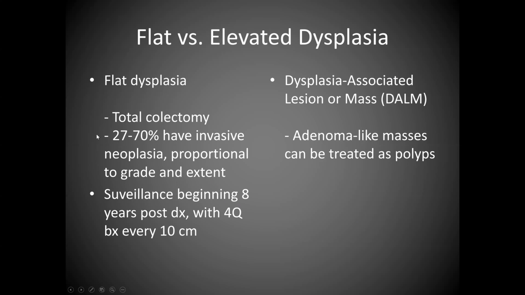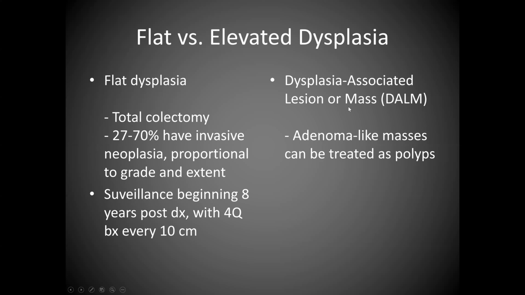If you have flat dysplasia, the follow-up is usually going to go to total colectomy, especially if you have flat high-grade dysplasia, because a large number of those will have invasive neoplasia. In terms of detection, usually we're talking about beginning surveillance somewhere 8 to 10 years post-diagnosis, and they're going to do multiple biopsies at every 10 centimeter interval to evaluate for the presence of occult dysplasia. It's not perfect, but it's intended to detect the lesions before they become invasive.